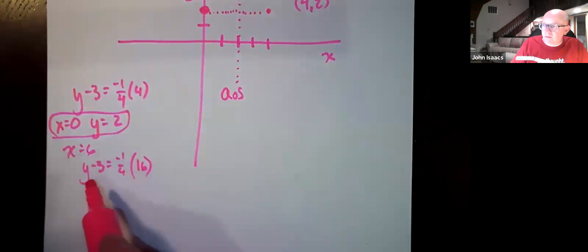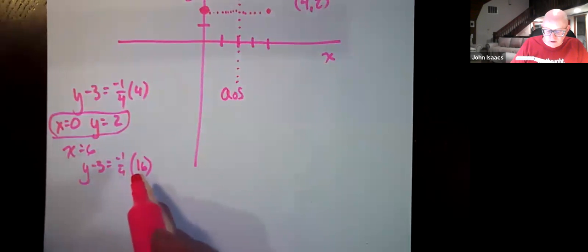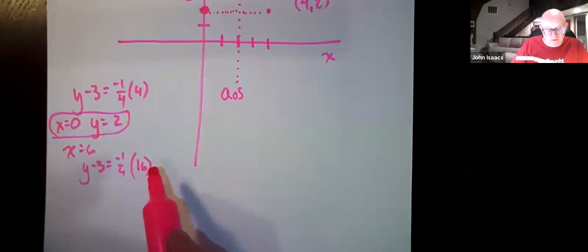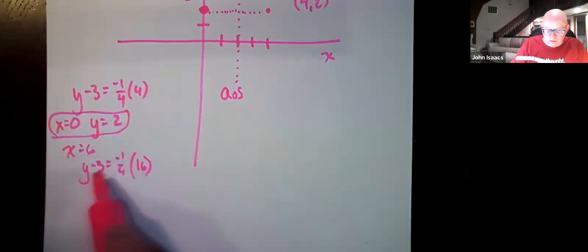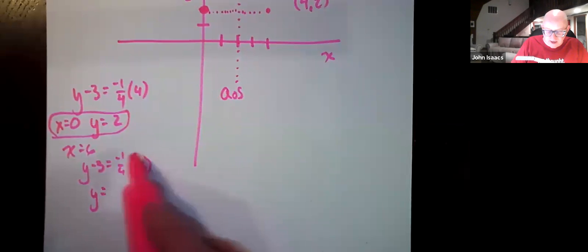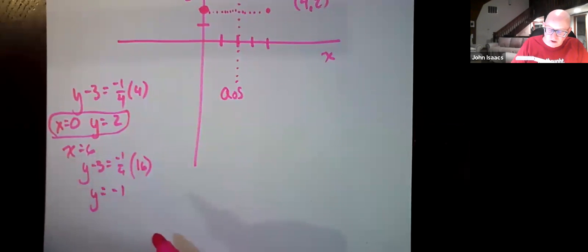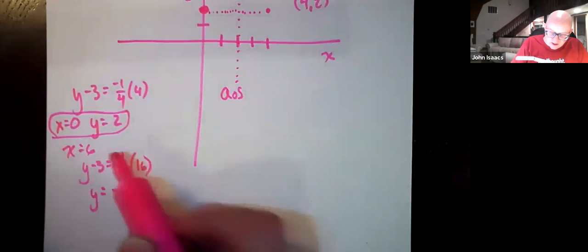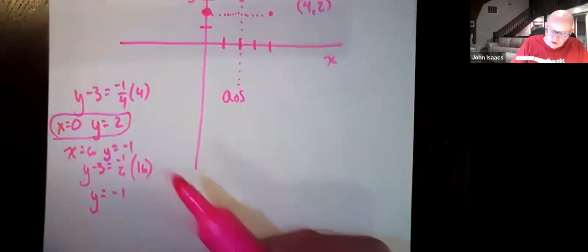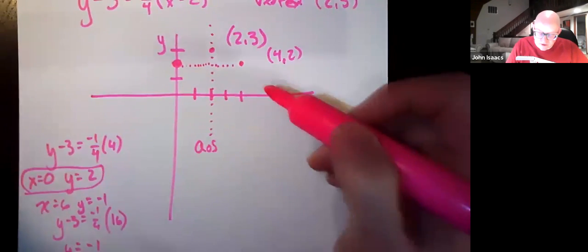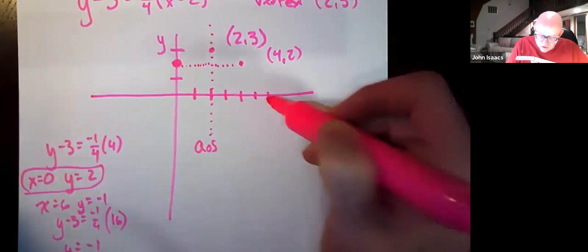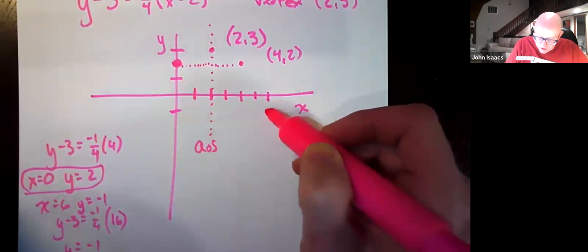So y minus 3 equals negative 4. So y equals negative 4 plus 3, which is negative 1. So at x equals 6, y equals negative 1. So that would be on the graph over here. I'm going to go over here 2 more, and we wind up down at negative 1.